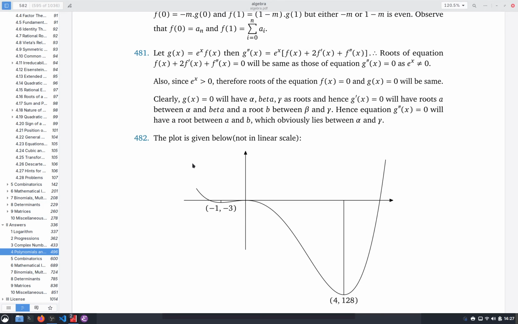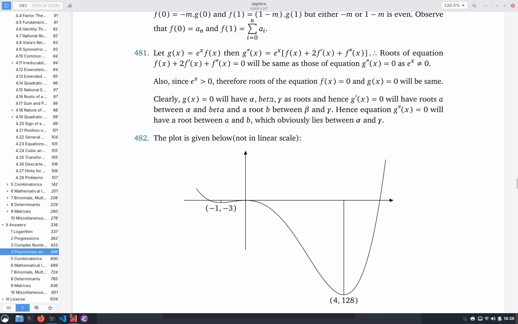So we let a function g of x be equal to e to the power x times f of x. Then g double prime x, that is the second derivative, will be equal to e to the power x into f of x plus 2f prime x plus f double prime x. So the roots of the equation will be the same as those of g double prime x equal to 0 because e to the power x is non-zero. Also, e to the power x is always greater than 0. Therefore, the roots of f of x and g of x will be the same.